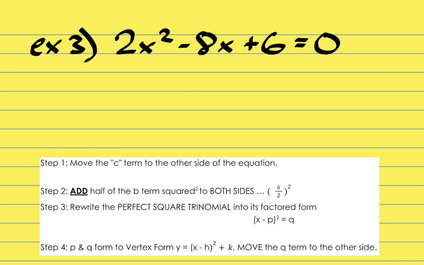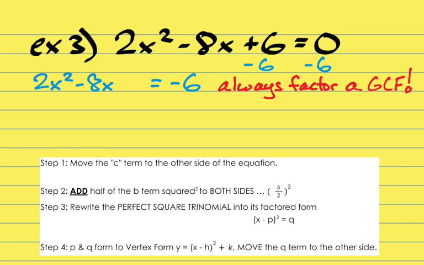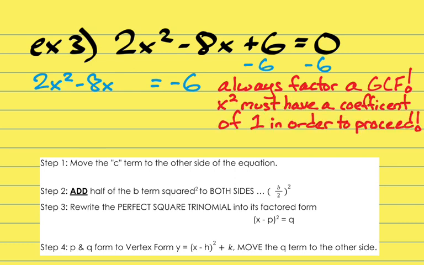Okay, one more example that has a little bit of a twist to it. You still start off step 1 the same way. You move the C term to the other side, and you still leave that space after the B term, but you always need to factor out a GCF if it's there. The x squared term has to have a coefficient of 1 in order to do completing the square. You have to divide out a factor of 2, just like this.